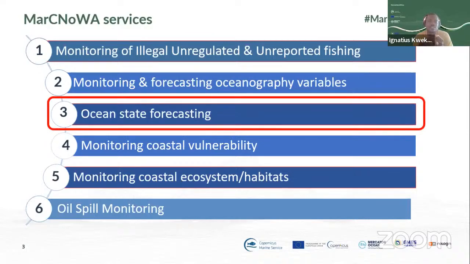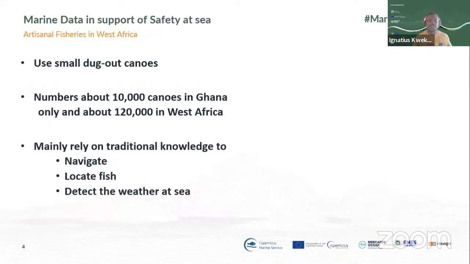Towards the end of my presentation, I might want to touch a little bit on the other services as well, which might not necessarily be linked to the Copernicus Marine Service, but I'd focus my presentation on the ocean state forecasting service. So now in Western Northern Africa, you're going to find out that there are loads and loads of artisanal fishermen who usually go out in small dugout canoes.